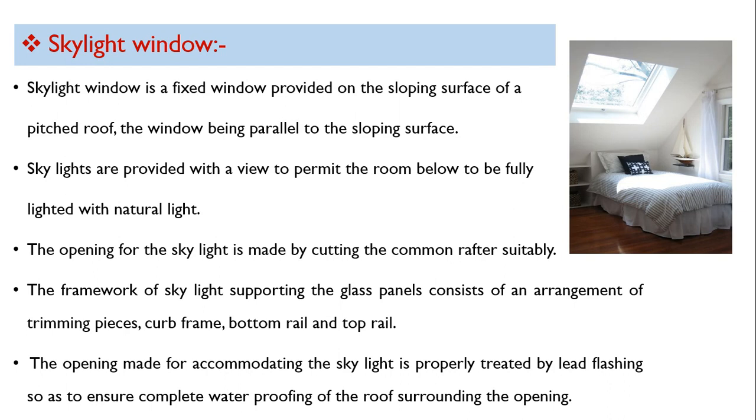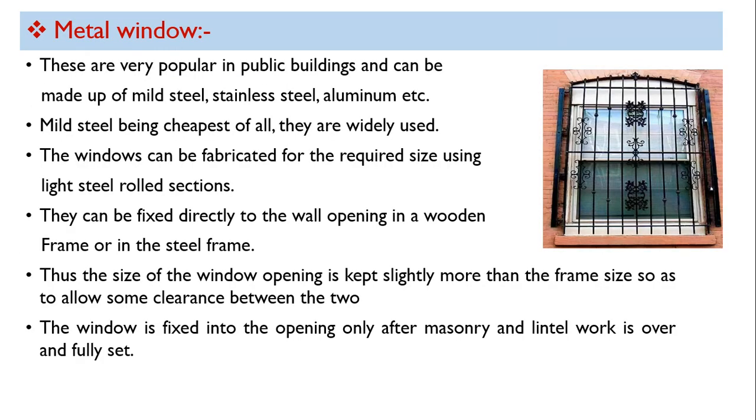Skylight window means the window which is provided in the sloping surface in the case of a pitched roof. So how is it fixed? For that purpose, purlins are cut according to the size of the window, and then there will be trimming members, curb frame meaning the side frame, bottom rail and top rail. The sides of the window, to avoid leakage, are properly filled with lead flashing, or sometimes bitumen is directly used to fill the gap so that it will be waterproof.